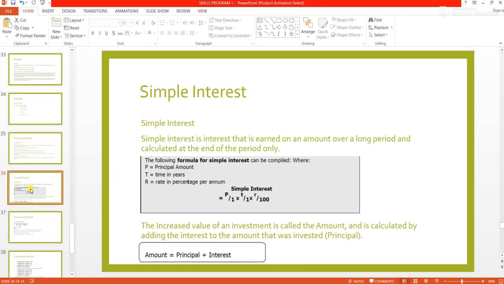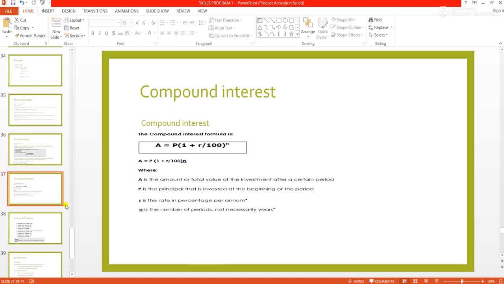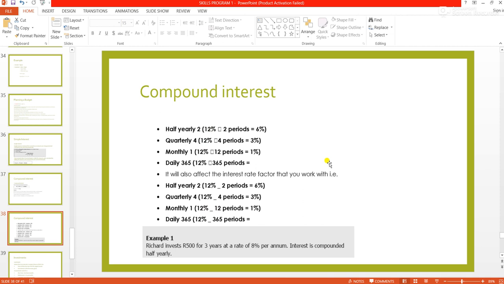Moving on to slide 37, we've got compound interest. This is the formula for compound interest, and these are the values included within it. A is the amount, or the total value of the investment after a certain period. P is the principal value invested at the beginning of the period, R is the rate in percentage per annum, and N is the number of periods, not necessarily years.